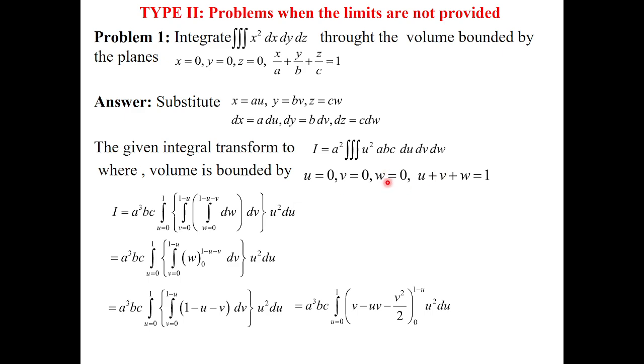So what is the lower limit of w? That is the minimum value of w. So w equals to 0. And what is the maximum value? I will get it from this. So w it is equals to 1 minus u minus v. Okay, directly with any one of the variable you can take this.